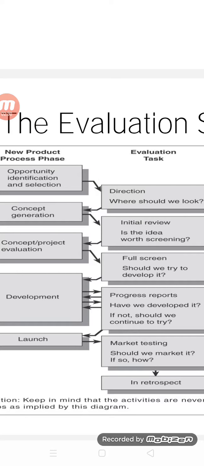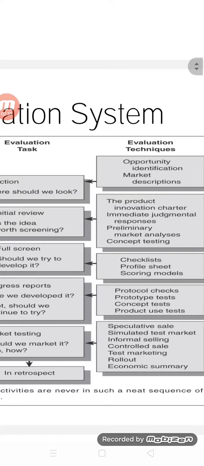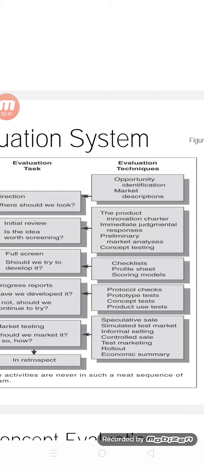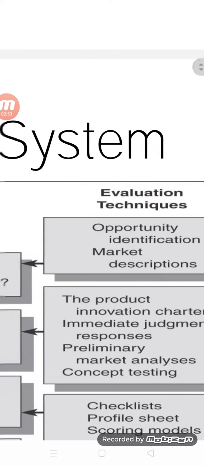So after you are clear on your direction, you should look at what kind of technique you normally need to use at this stage. The first stage is, of course, to find the opportunity identification. You can use market description techniques in order to do this kind of evaluation.